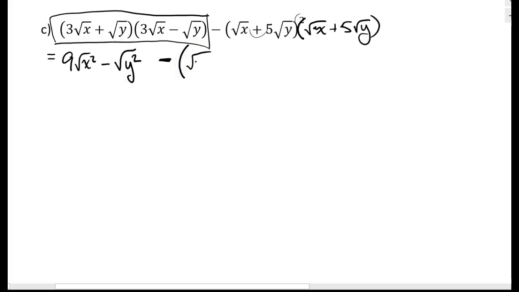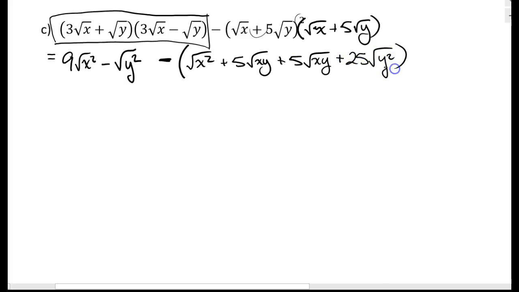So we are left with the square root of x squared plus 5 root xy. Okay, so still multiplying everything under the radical, plus 5 root xy, and you don't need to keep them in the same order that they're written here. So yx, xy, same thing. And then finally 25 root y squared.